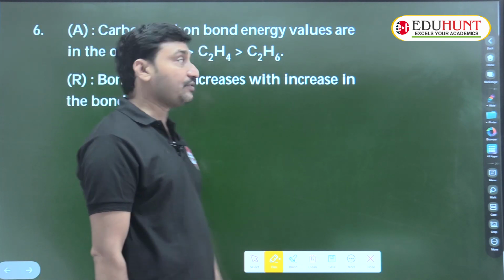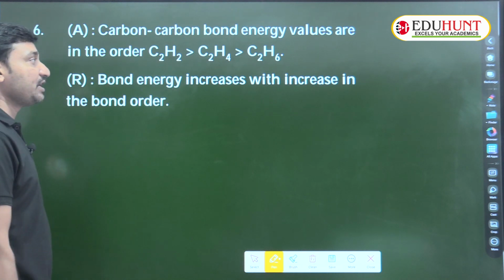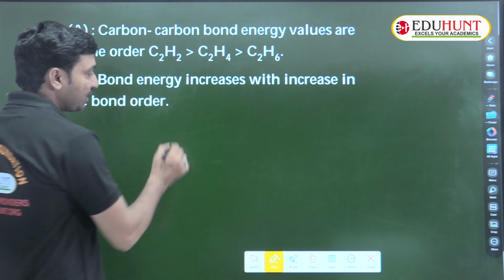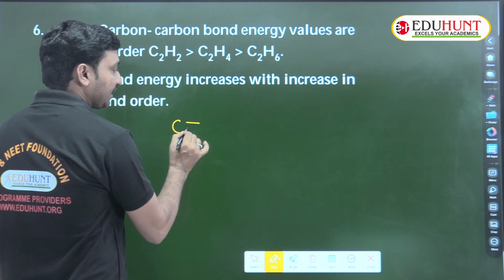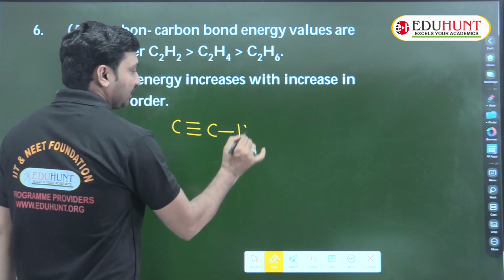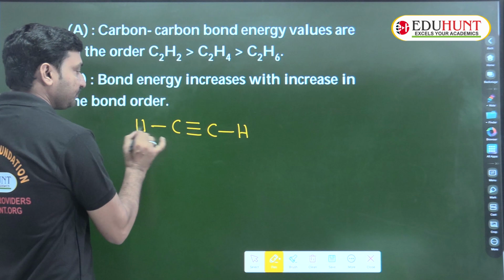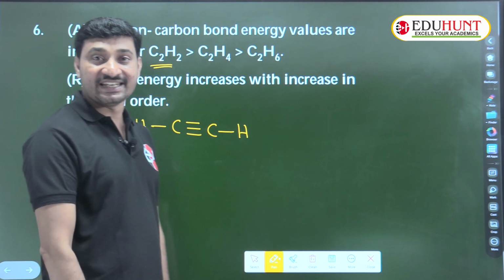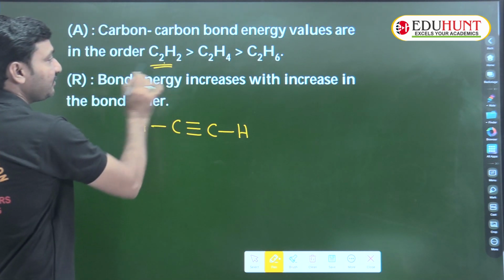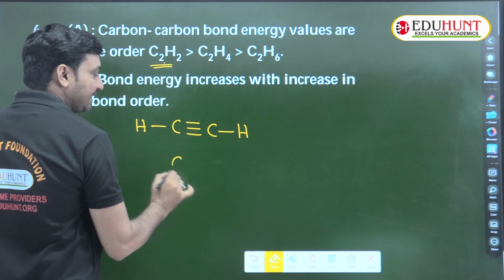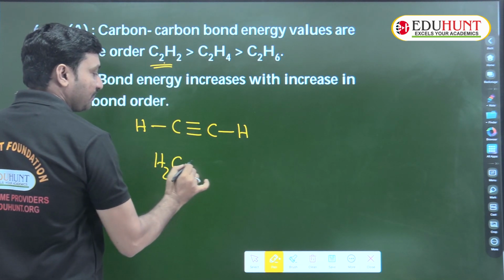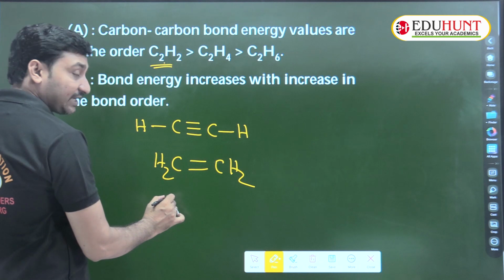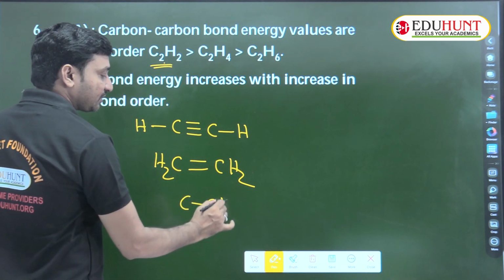Carbon-carbon bond energy values in the order of C2H2, C2H4, C2H6. You know, C2H2, it's an alkyne, right? There is a triple bond between carbon and carbon. C2H4, it's an alkene, ethene or ethylene, double bond between 2 carbon atoms. Ethane, it's an alkane, single bond between carbon and carbon.